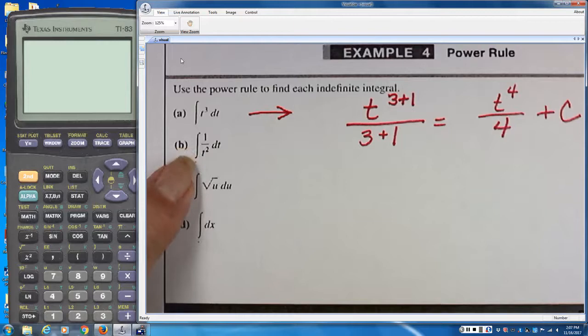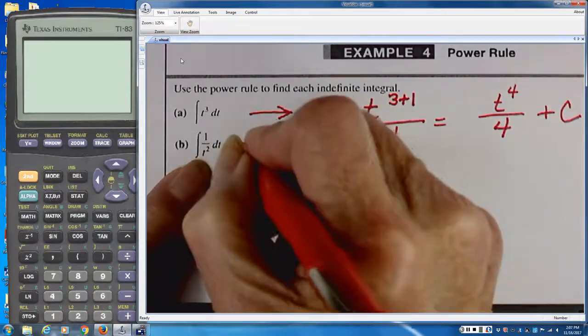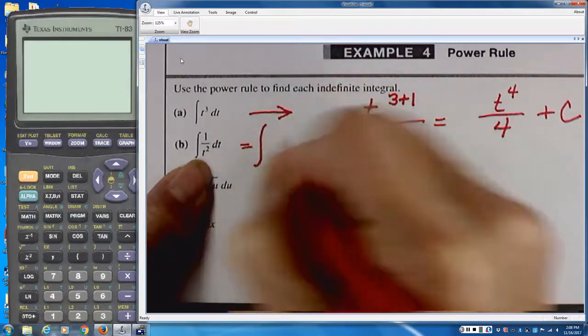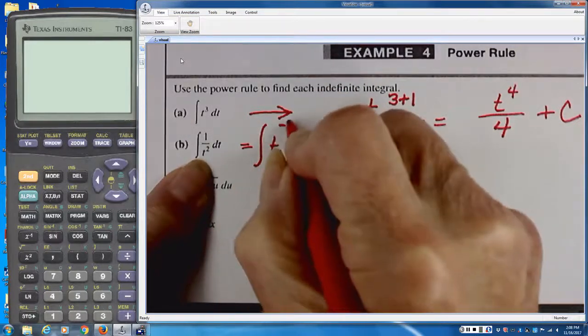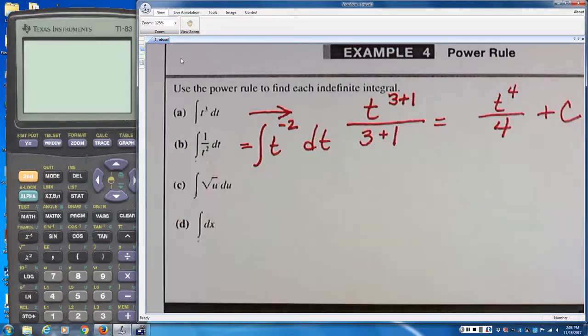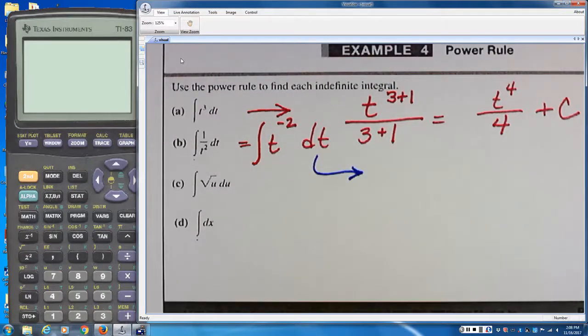So if we have 1 over t squared, remember it's okay if it's -2, so that's equivalent to the integral of t to the -2 dt. So the integral of t to the -2 dt says that we're going to add 1 to the power and then divide by the power plus 1.